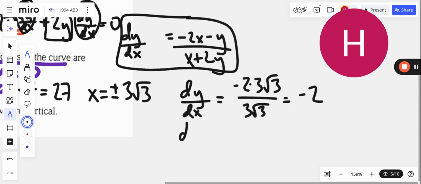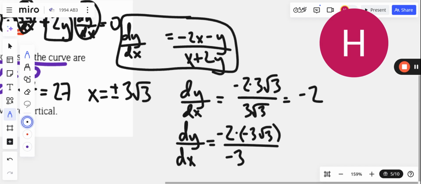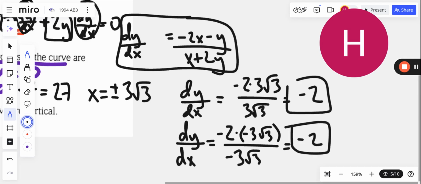Now let's check dy dx for the negative 3 square root of 3. So this would be negative 2 times negative 3 square root 3. But then it will also be over negative 3 square root 3. So again, we just get negative 2. So indeed, they are parallel.